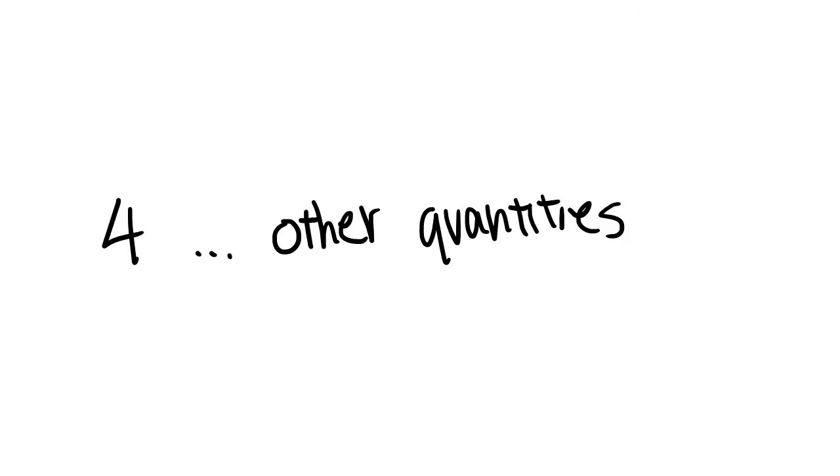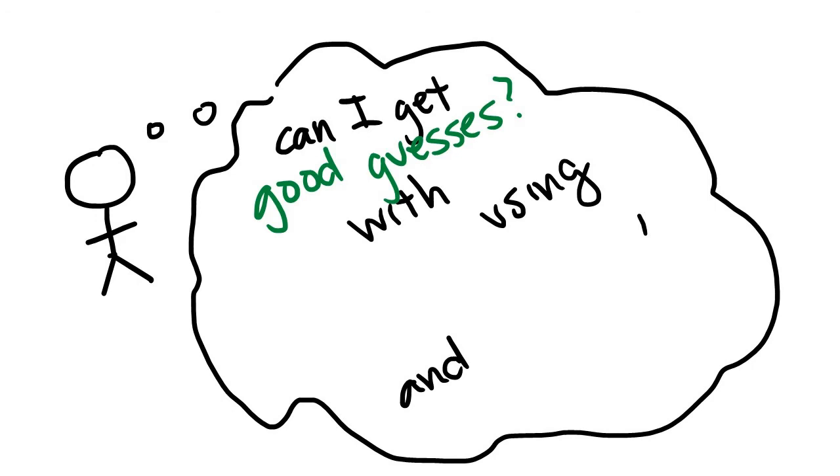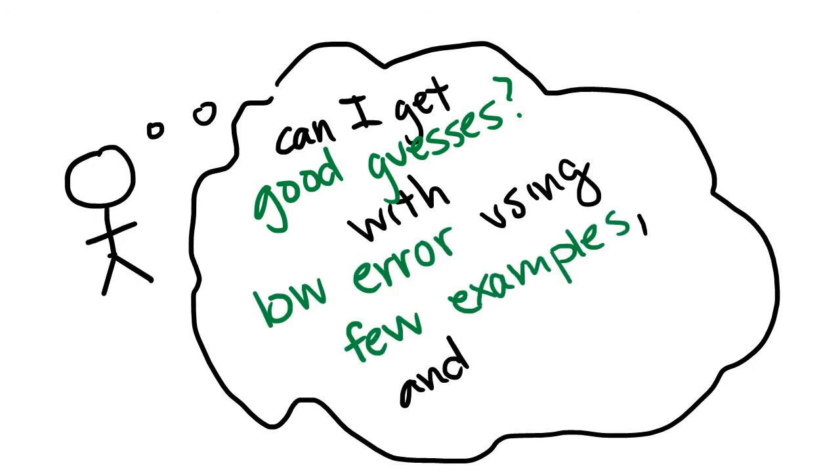Valiant says that if the agent has a method to get good guesses with low error rate using few examples and does not need to think for too long, then the underlying problem is learnable.